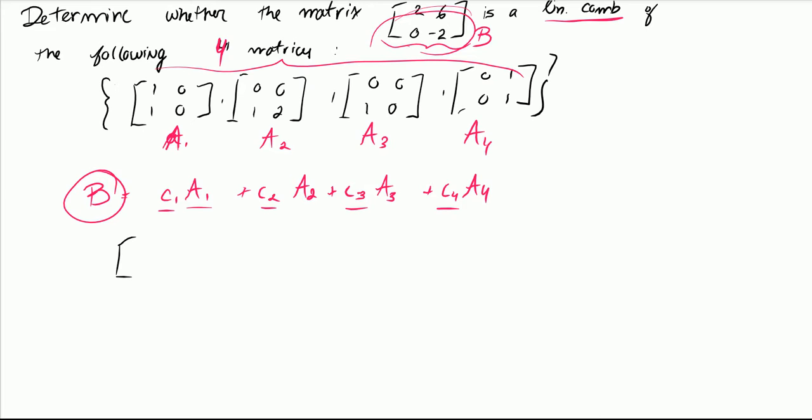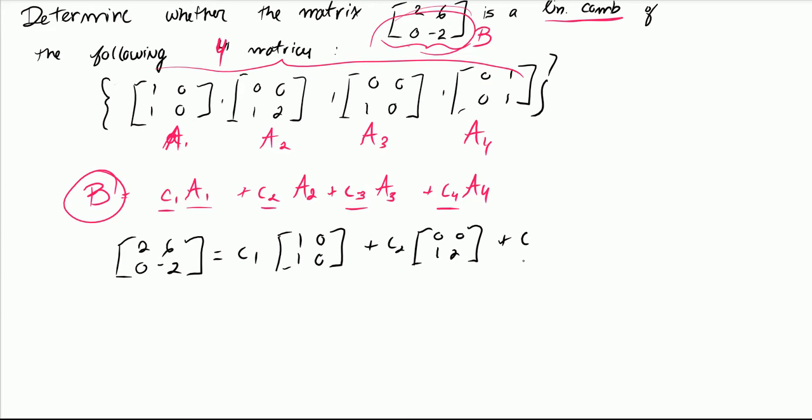So let's first write out what this means in terms of matrices. I have 2, 6, 0, minus 2, that's my matrix B, is equal to C1 times 1, 0, 1, 0, plus C2 times 0, 0, 1, 2, plus C3 times 0, 0, 1, 0, plus C4 times 0, 1, 0, 1.